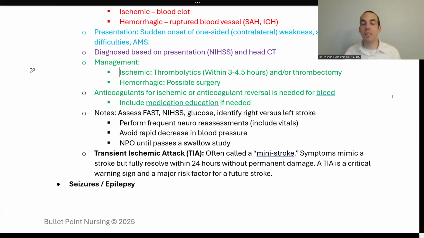So the stroke could have been 5 minutes ago. It could have been 9 hours ago. The only thing we know is that 12 hours ago when her family spoke to her, she was fine.